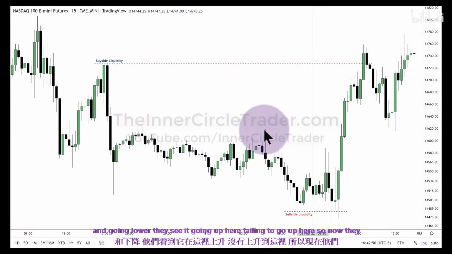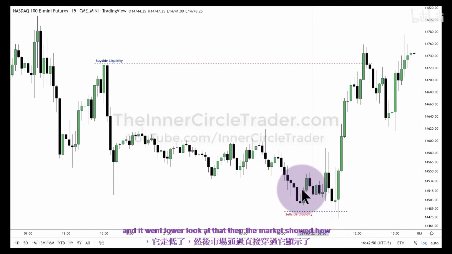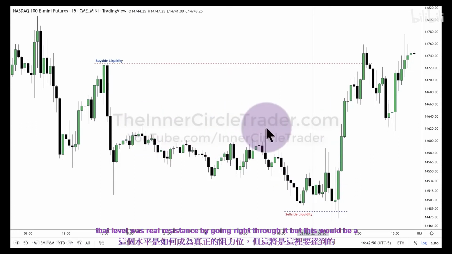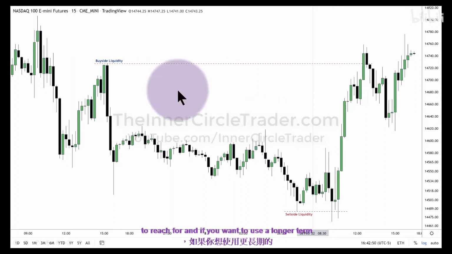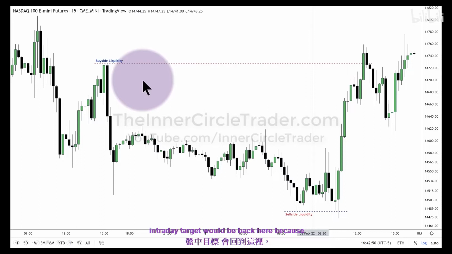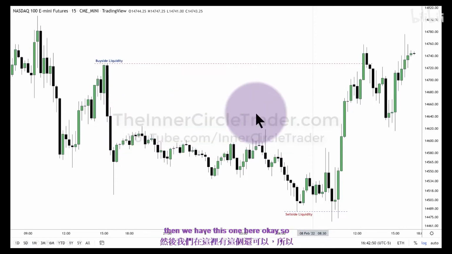They see it going up to here, failing to go up here. So now they think this is a really strong resistance level. And it went lower. Look at that. Then the market showed how that level is real resistance by going right through it. But this would be a first target here to reach for. And if you want to use a longer term intraday target, it would be back here, because to the left of this one is this one, which essentially is the same. Then we have this one here.